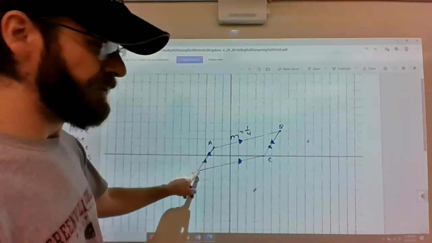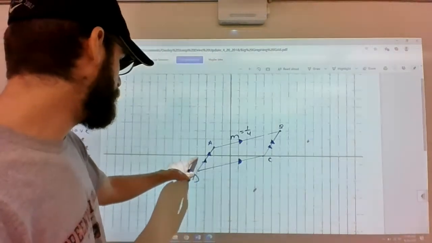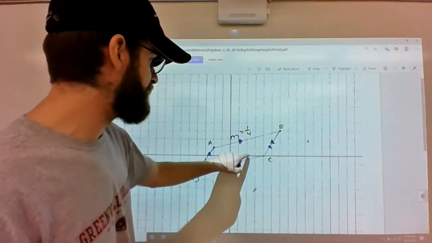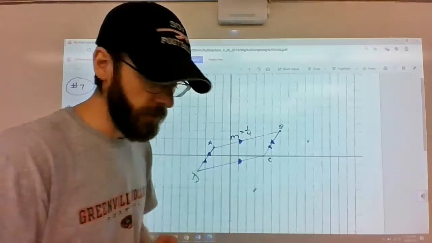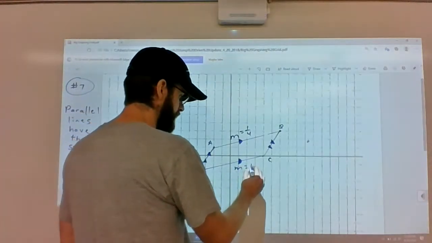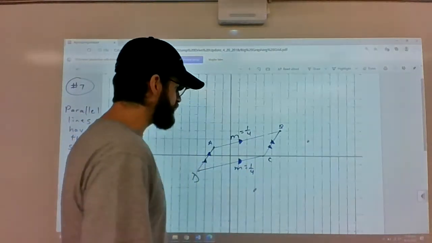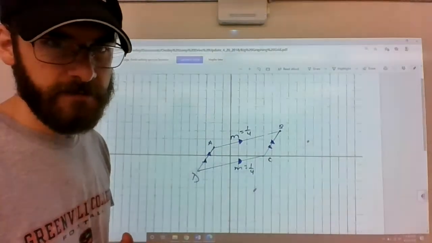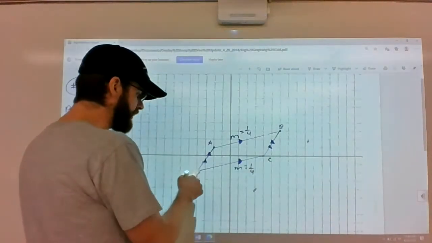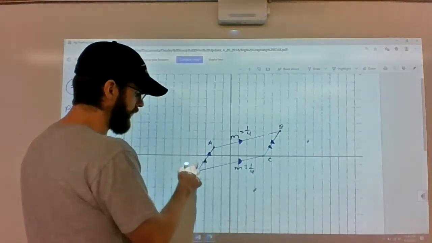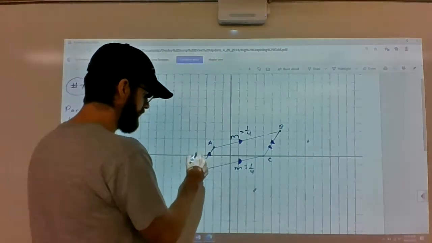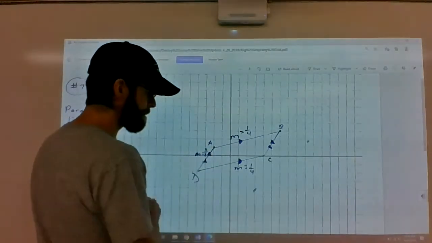This one should be the same thing. Up 2, right? 1, 2, 3, 4, 5, 6, 7, 8. Whew, okay. So we've shown that AB is parallel to DC. That's good. Now here, you've got a rise over run of 1, 2, 3 over 2. So M equals 3/2 here.